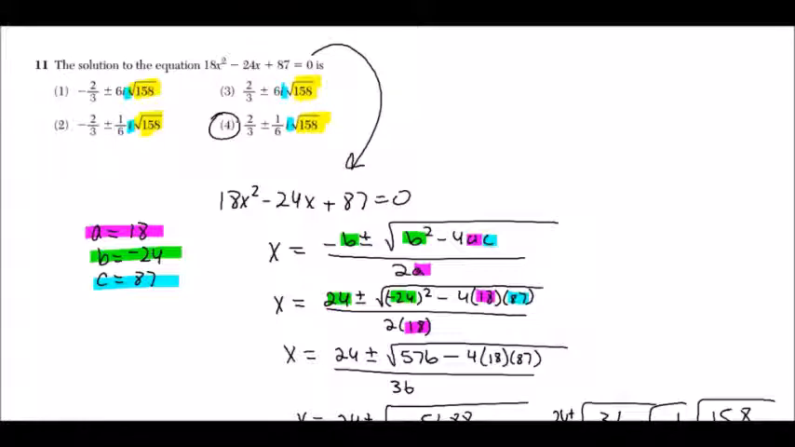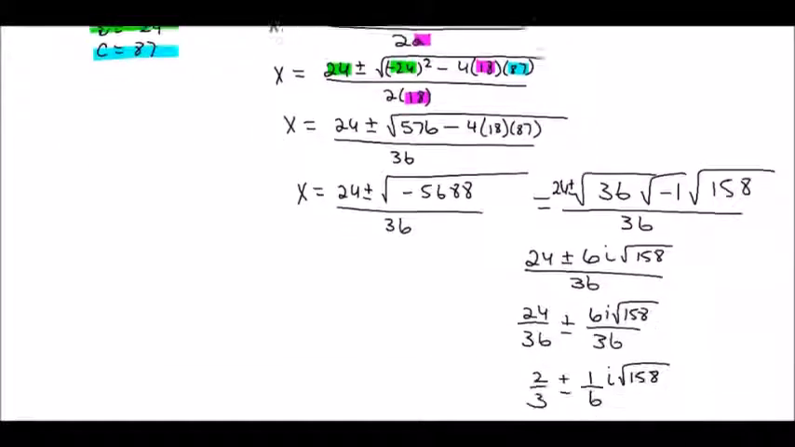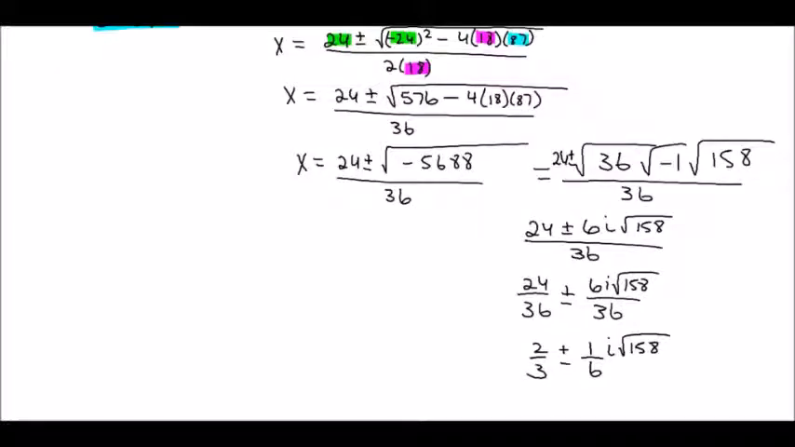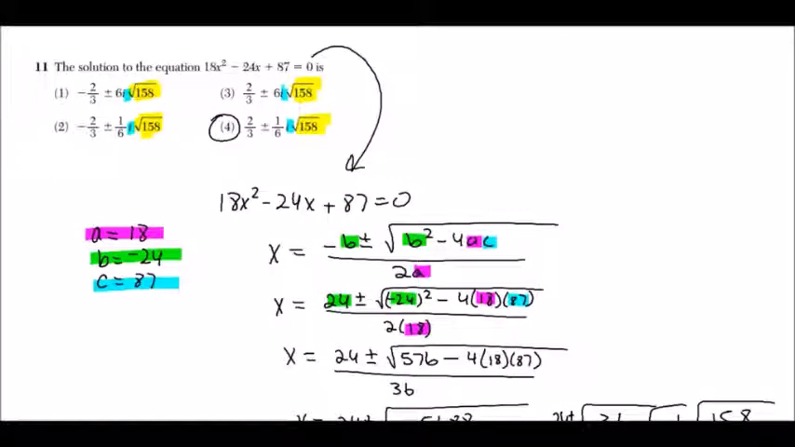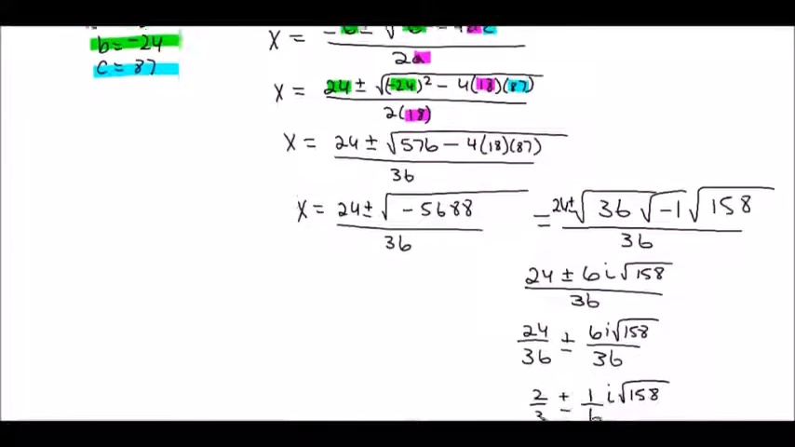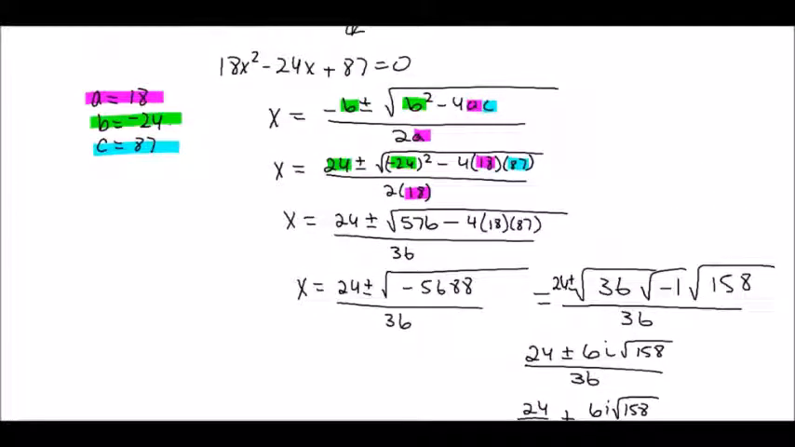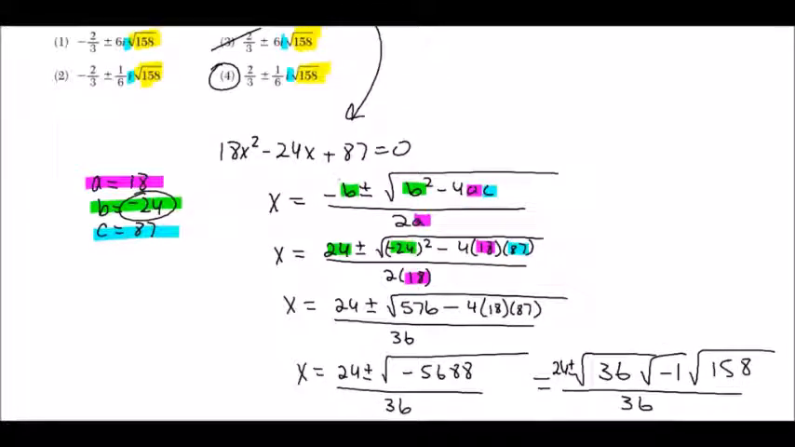The trappy answers here are going to leave you with a 6 in the numerator instead of the denominator. Well, we have 6 over 36, so that's definitely going to be in the denominator. Or they'll have negative 2/3. And it's not negative 2/3 because b itself is already negative 24. So when we put that in for negative b, it's negative 24, which is positive 24.